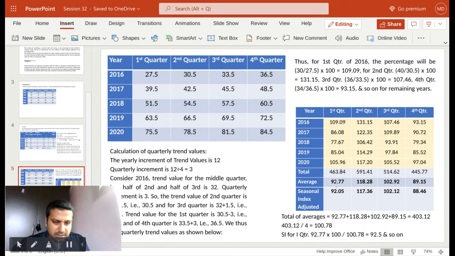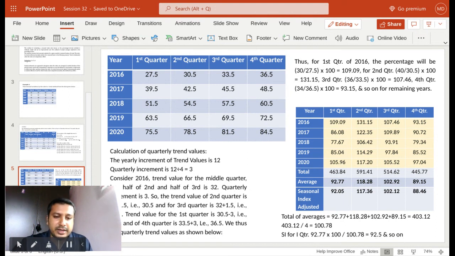Next step is the average of averages. Add these and find the average. The total of averages is 403 divided by 4, you'll get 100.78. Now you have to calculate the seasonal index. The average value divided by 100.78 into 100, you'll get the value for the first quarter, 92.05.